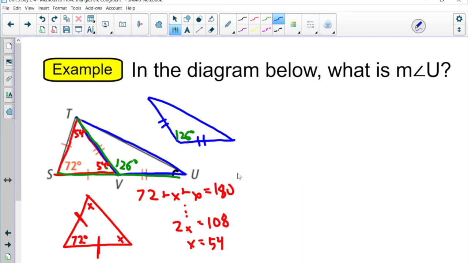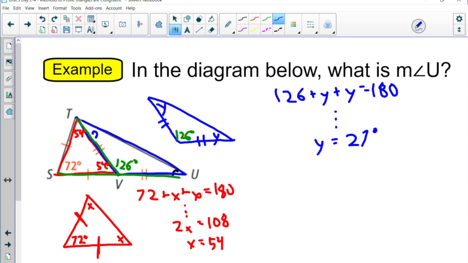And same process, we're looking for what these two angles are. I'll use y because we already used x. And we're going to use the same process. 126 plus y plus y equals 180. Those three angles in the triangle, once again, as always, have to add to 180 degrees. So we can go through that same process and find that y has to be 27. So our two angles are 27 and 27. So the measure of the angle we're looking for is 27 degrees.